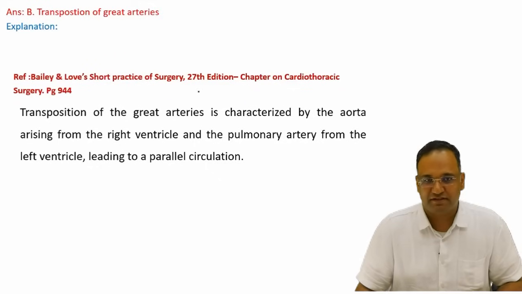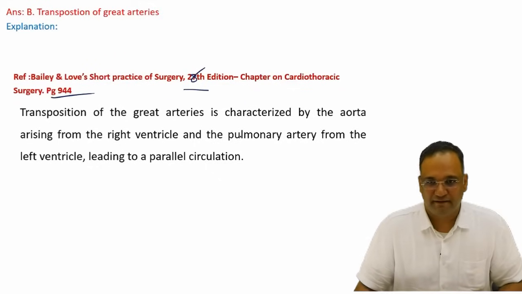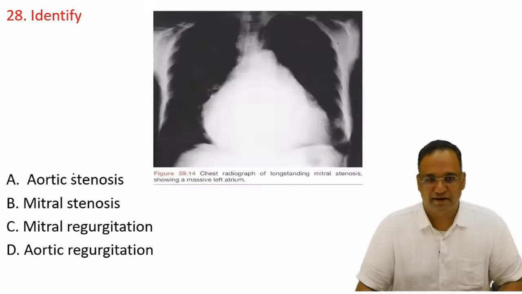Transposition of great vessels, Bailey 28th edition, page number 944. Characterized by aorta arising from the right ventricle and pulmonary artery arising from the left ventricle, leading to parallel circulation.